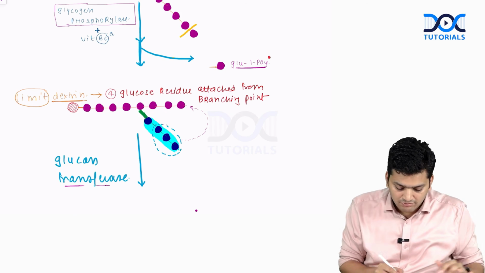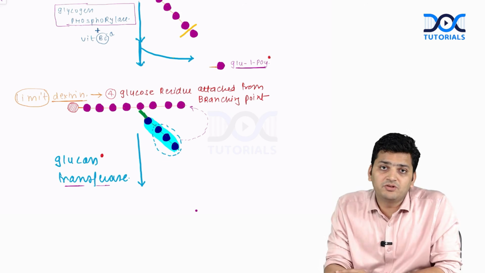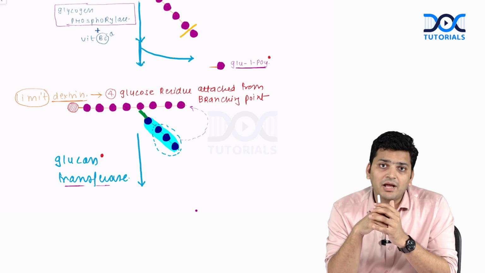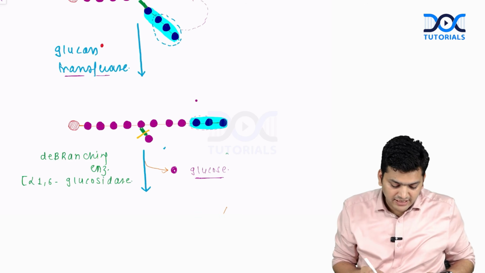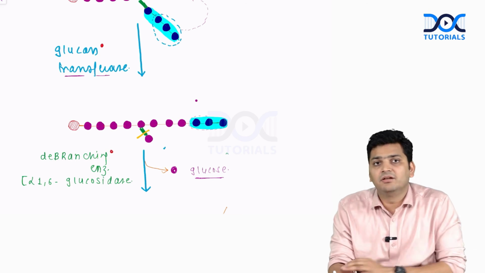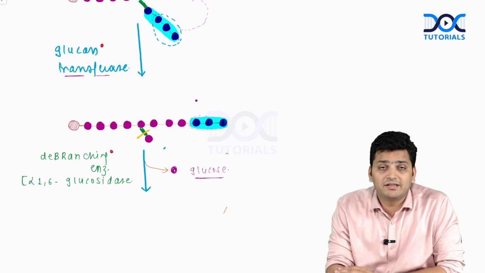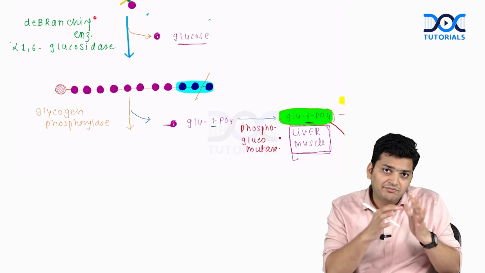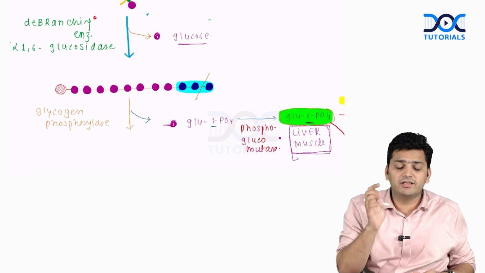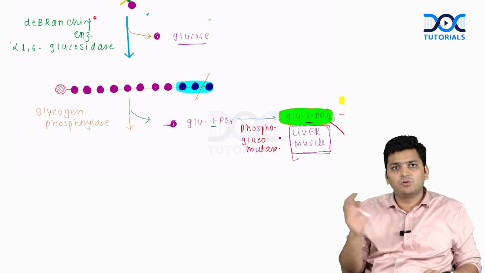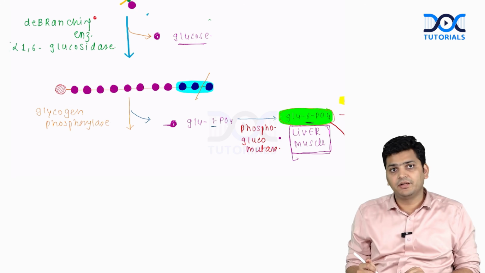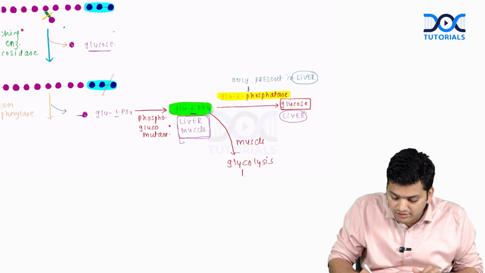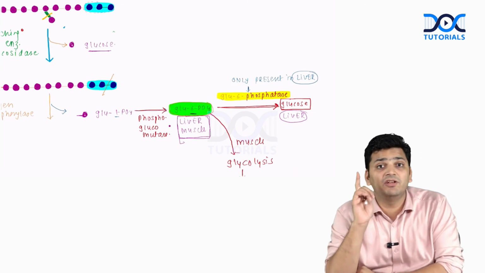Then which enzyme should come? The glucan transferase. That is going to shift 3 molecules out of the 4 to the nearby branch. And now the branching point is exposed. So now which enzyme will come? The alpha-1,6-glucosidase. That is the debranching enzyme. It will cut. And this is how, again, we will get a linear sequence. Again, the glycogen phosphorylase will come and start cutting. And this is how glucose 1-phosphate will be continuously generated. This 1-phosphate will convert into 6-phosphate. And the 6-phosphate can be converted into glucose only in which organ?